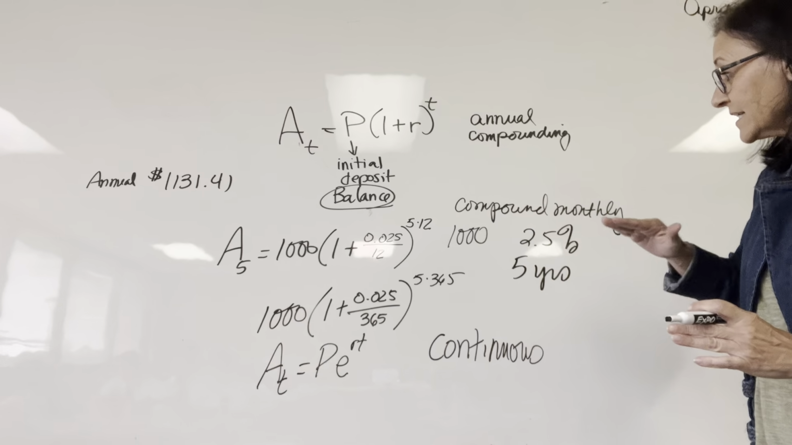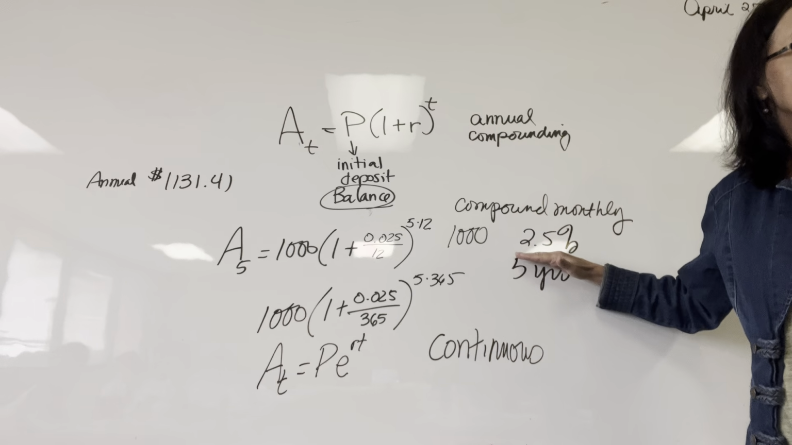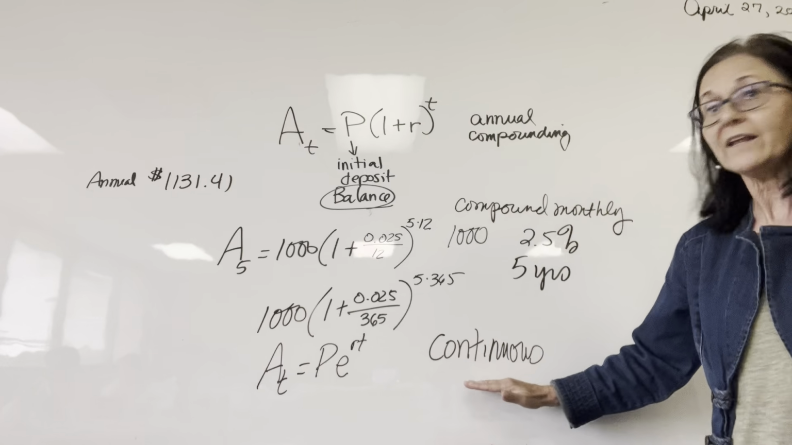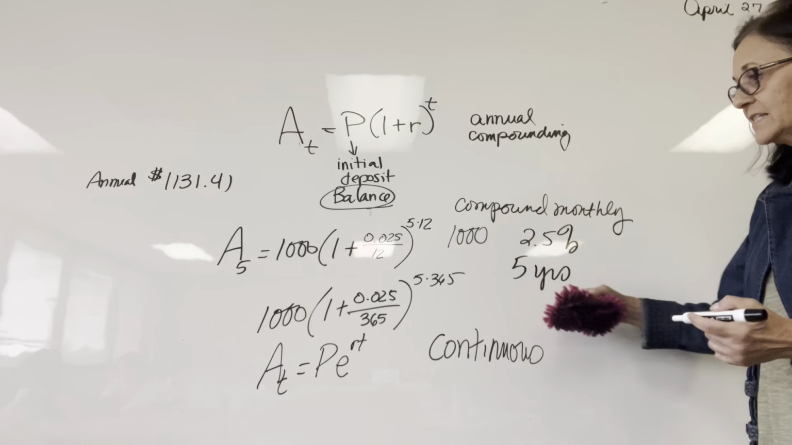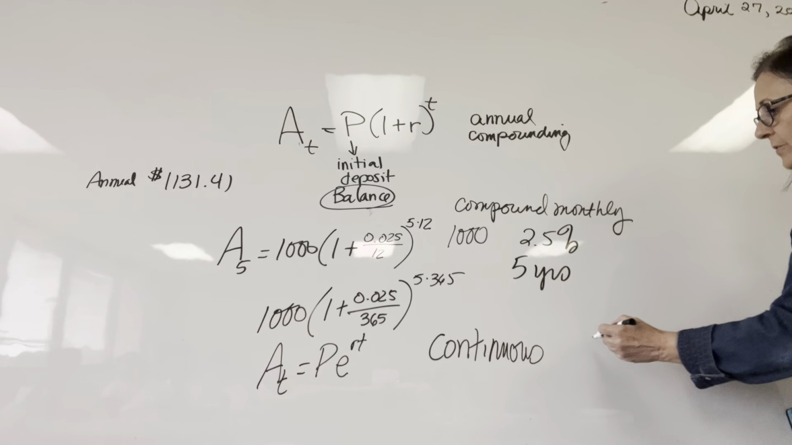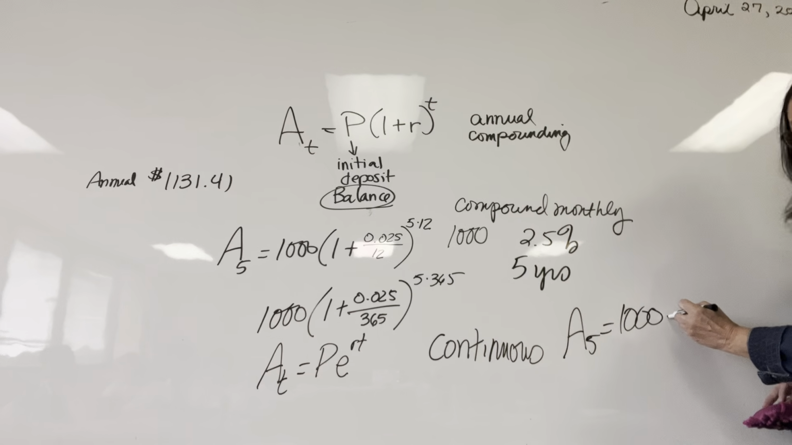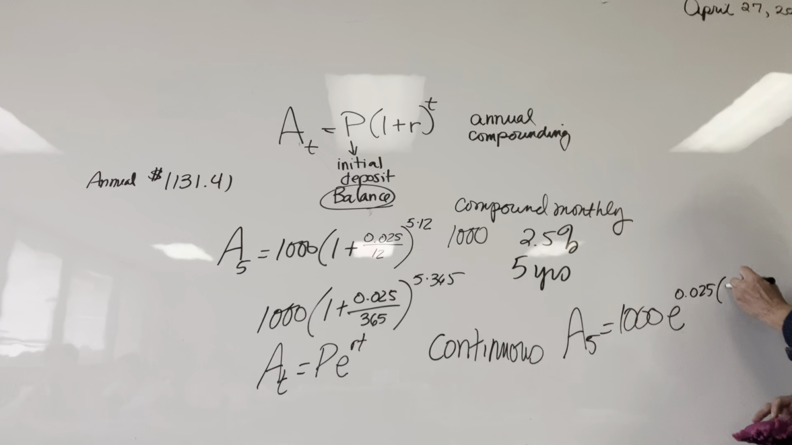So let's do this same problem. See how much more we're going to get if we have continuous reinvesting of that money. So how do we do the time? Do we put in 5? It's 5 years. So you're going to do the amount over 5 years is the principal, $1,000 times E raised to the rate, 0.025 times time, which is 5 years.